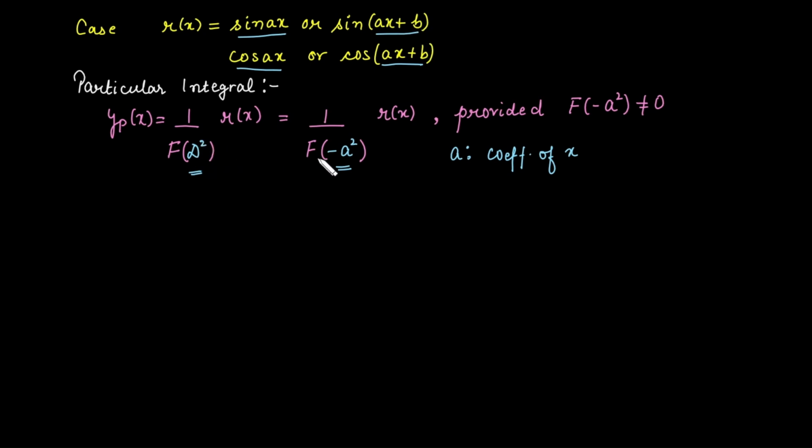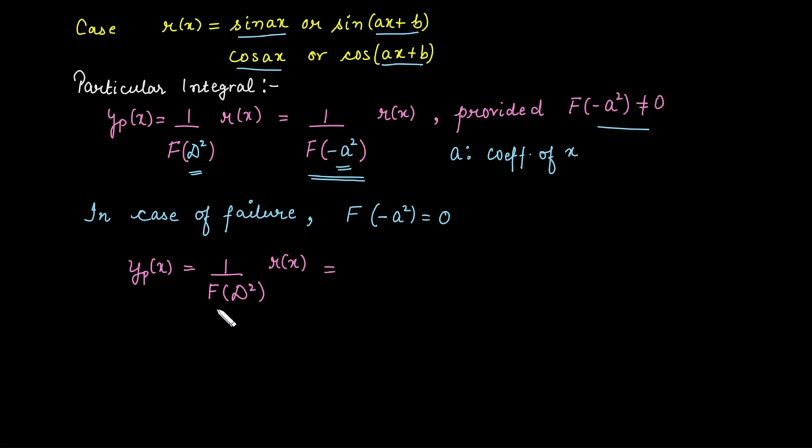So we will replace D square by minus a square, provided this denominator term is not equal to 0. In case this denominator term is 0, we call it a case of failure, when F(minus a square) is equal to 0. In that case, the particular solution is written as, instead of F, we take its first order derivative with respect to D, R(x) function as it is, and the additional term is x. Then we substitute D square by minus a square. It means if the denominator term in the previous case gets a 0, take its first order derivative, put D square by minus a square, and take the additional term as x.